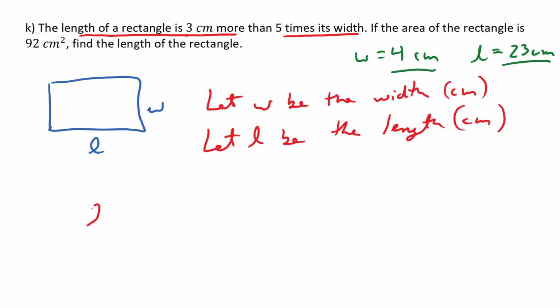The length of the rectangle compared to the width of the rectangle. It says the length of the rectangle is 3 centimeters more than 5 times the width. So I'm going to multiply the width by 5. And the length is 3 centimeters more. So to make them equal, I have to subtract 3 away.